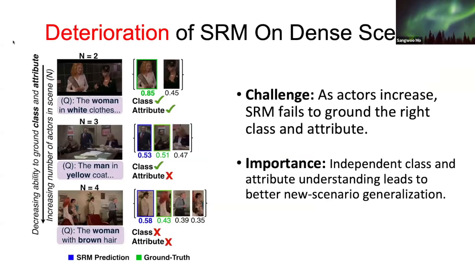And on the spatial side, I think this is common in a lot of detectors. As the number of people in the scene increase, your ability to localize the right person as well as the right attribute start to deteriorate. And for example, in the first scene, we get the woman in white, but in the last scene where we want to ground a woman in brown, we actually ground a man.